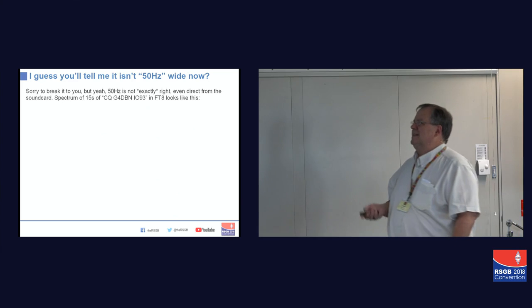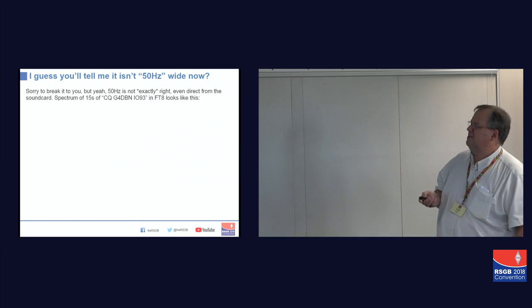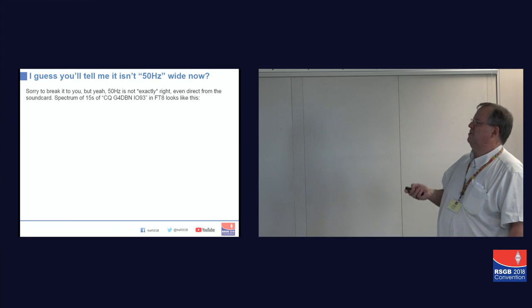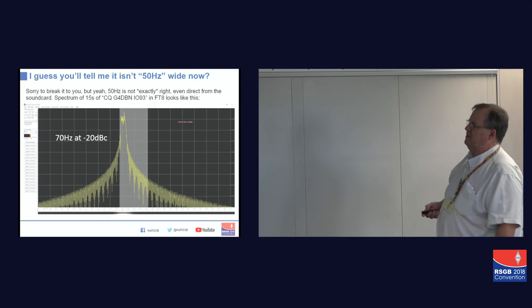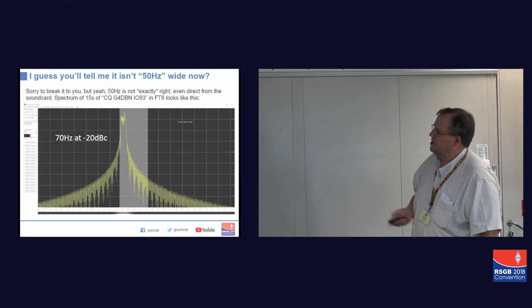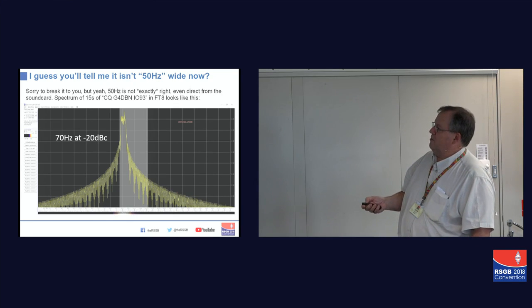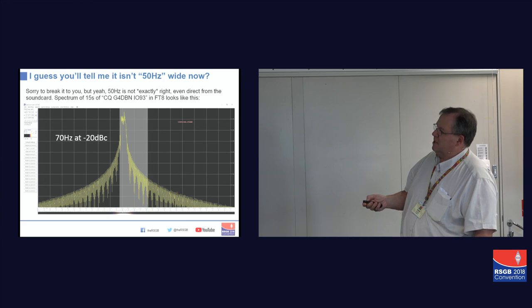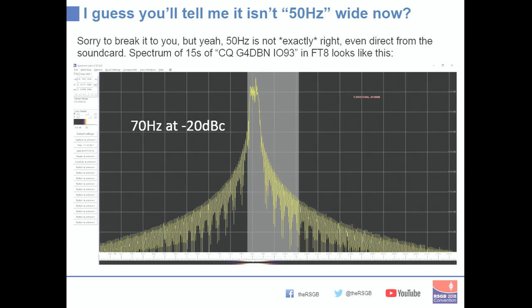Okay, so next thing, is it 50 hertz wide? Well, not quite right, unfortunately. That is what a 15-second spectrum looks like. You'll see there, round about minus 20 dB, it's about 70 hertz wide, not too bad. However, by the time you get to minus 70 dBc, it's a kilohertz wide on average.